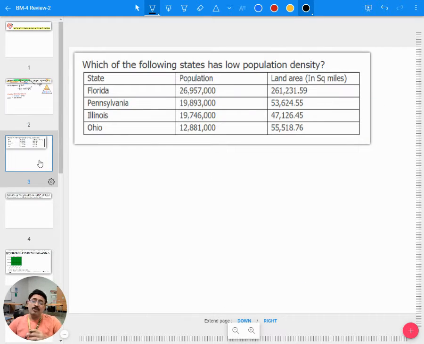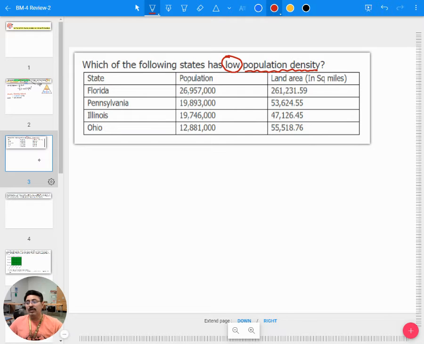The second question is about population density. Which of the following states has low population density? First of all, I have to find the population density of all four states, that is Florida, Pennsylvania, Illinois, and Ohio, and check which state has low population density. Again, as I mentioned before, if you go to Google, the numbers may be slightly different, but for making up the question, some numbers are taken.